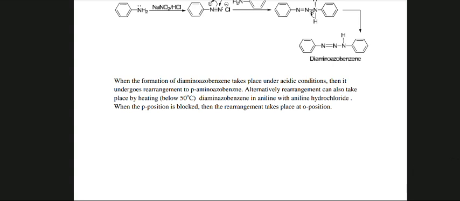The formation of diazoaminobenzene takes place under acidic condition, then it undergoes rearrangement to p-aminoazobenzene. Alternatively, rearrangement can also take place by heating below 50 degrees diazoaminobenzene in aniline with aniline hydrochloride. When the para position is blocked, then the rearrangement takes place at ortho position.